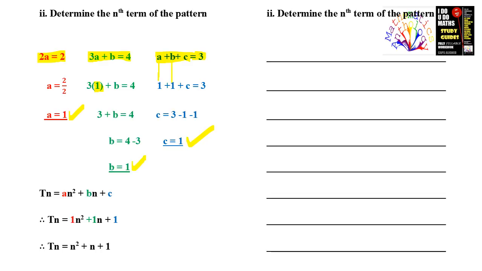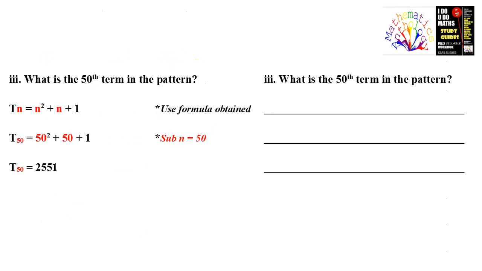Substitute that into our general formula for a quadratic pattern. So a is 1, b is 1, c is 1. So you'll end up with Tn is equal to n squared plus n plus 1, and that one will be your general formula of this quadratic pattern.